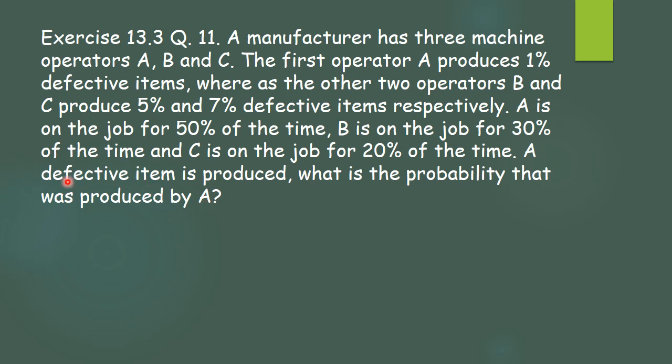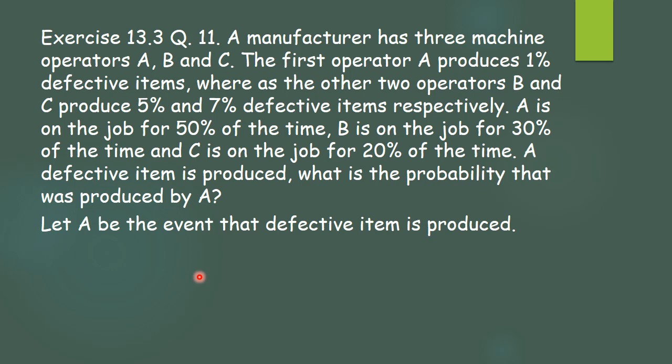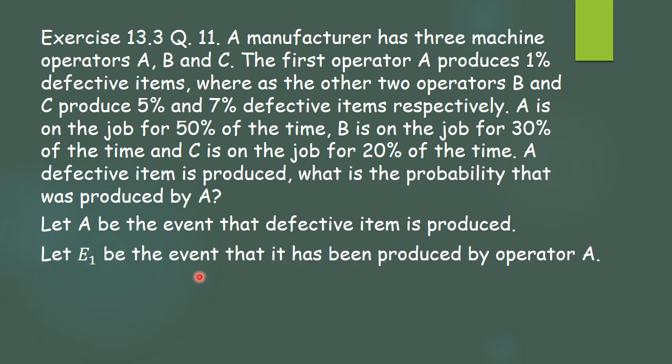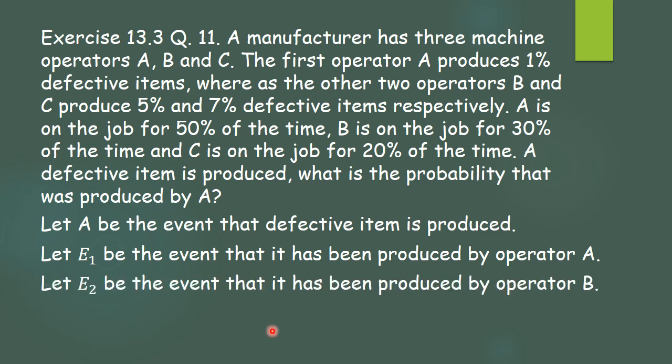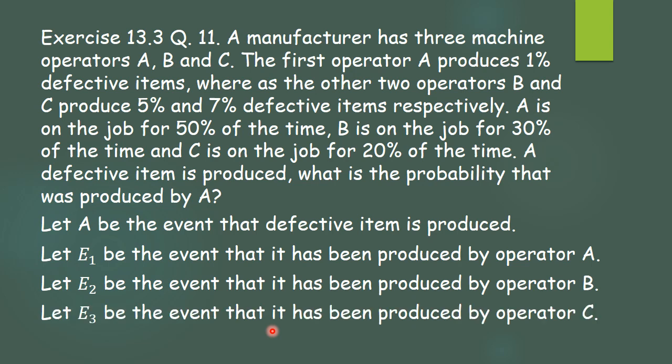So the main event is that the item produced is defective. So we get a defective item. Our main event A is a defective item. Now the defective item can be produced by operator A or by operator B or by operator C, so they are the three subsequent events. We will define it as: A be the event that the defective item is produced. E1 be the event that it has been produced by operator A, E2 produced by operator B, and E3 be the event that it has been produced by operator C.